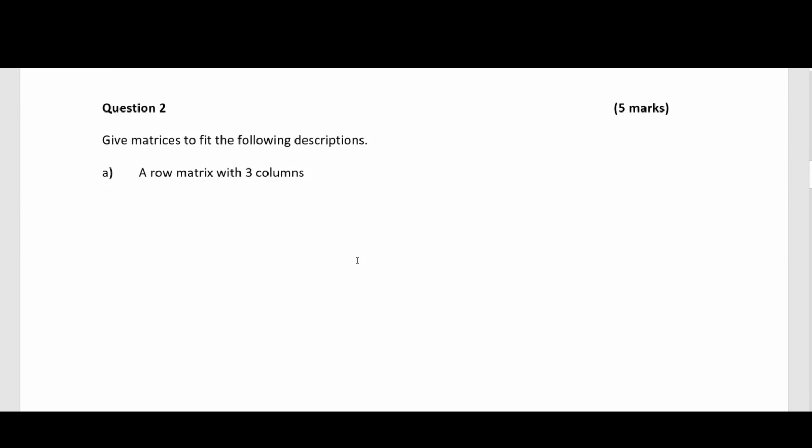All right, give matrices, question 2. Give matrices to fit the following descriptions. A row matrix with 3 columns. So a row matrix has 1 row. All right, so here's a row matrix with 3 columns, 6, 5, and 4. 1, 2, 3 columns and 1 row.